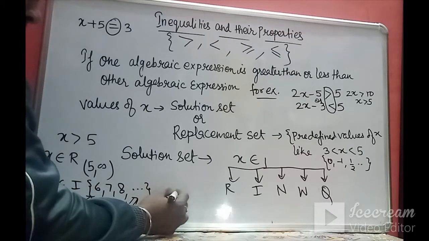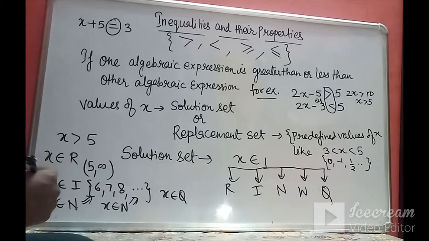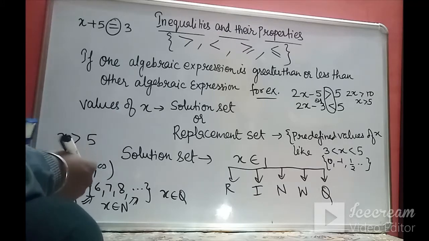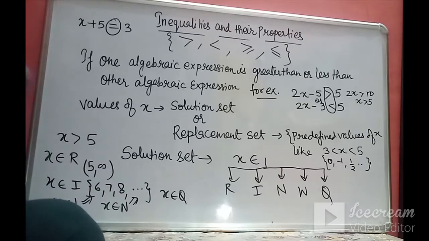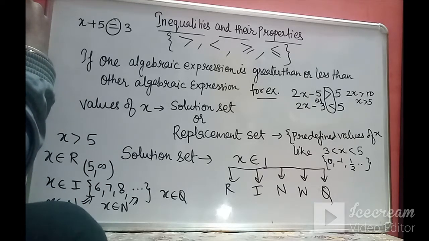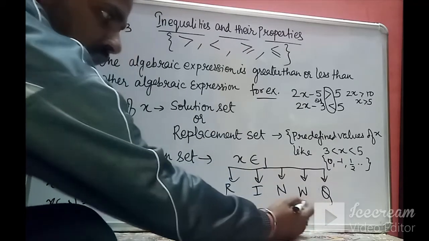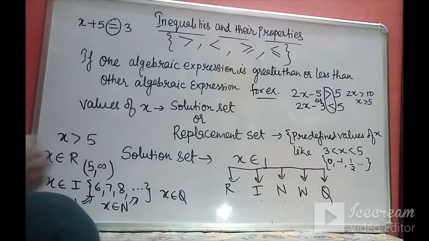But if I get x belongs to rational numbers, again I have all the rational numbers between 5 and infinity. Okay, we will not count the irrational numbers. So this is how we write the solution set of an inequality depending upon the conditions given. This Q is used for rational numbers, this is for whole numbers, this is for natural numbers, this is for integers, and this is for real numbers. So this is what the solution of an inequality is all about.